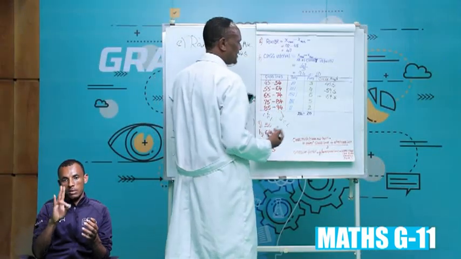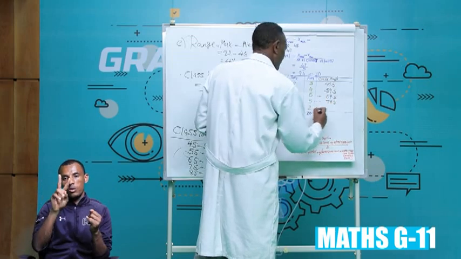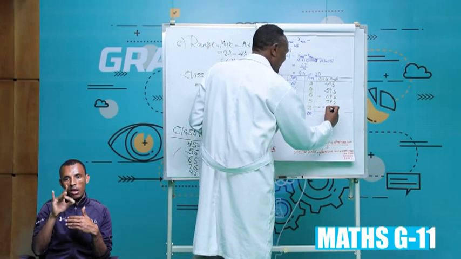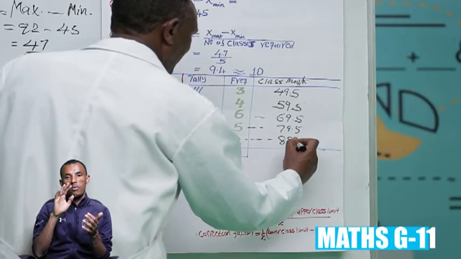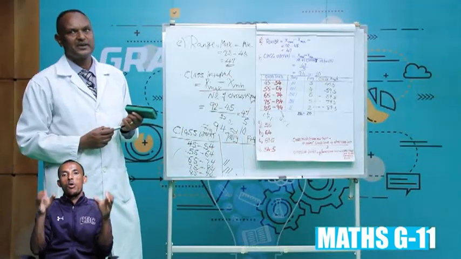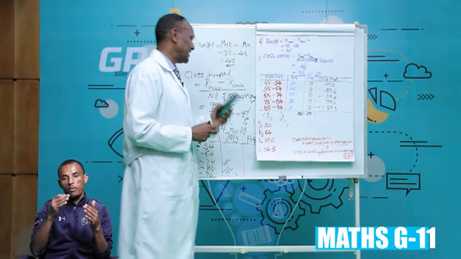75 plus 84 divided by 2 gives a value of 79.5. The last one also: 85 plus 94 is 179, divided by 2 gives 89.5. This column, we call it the class marks of each class. It is the representative of each class.